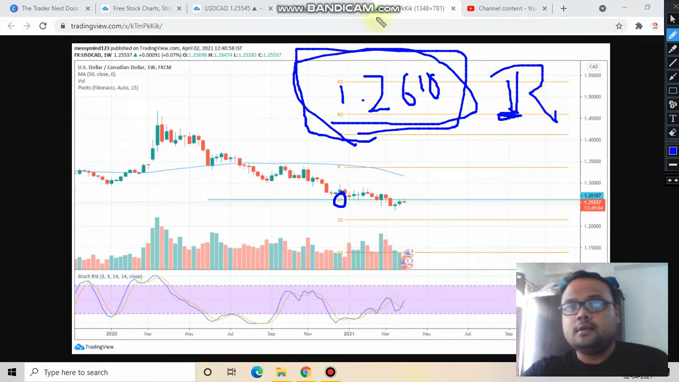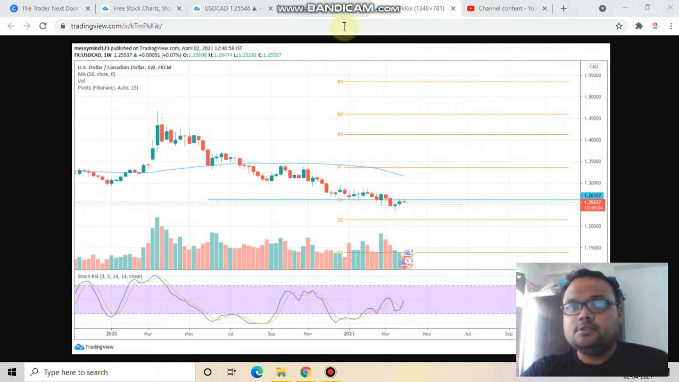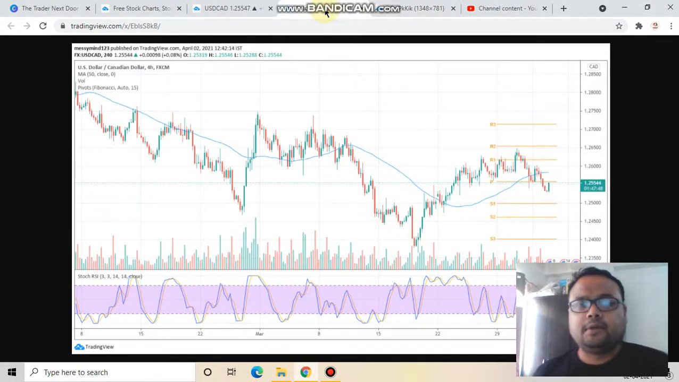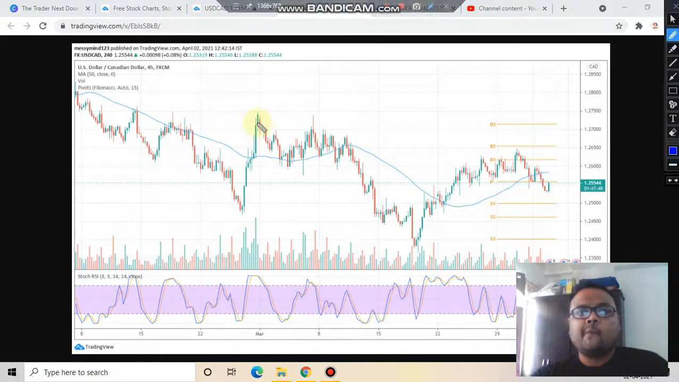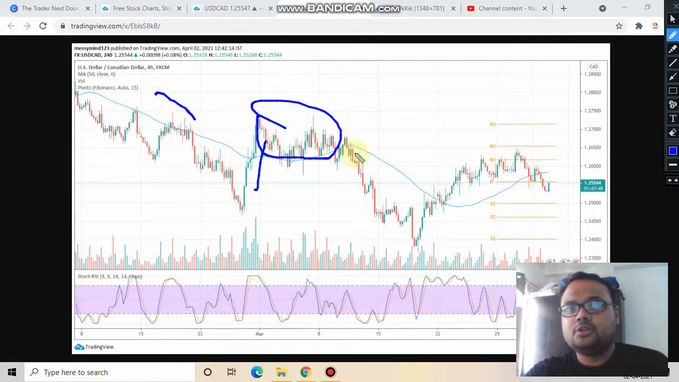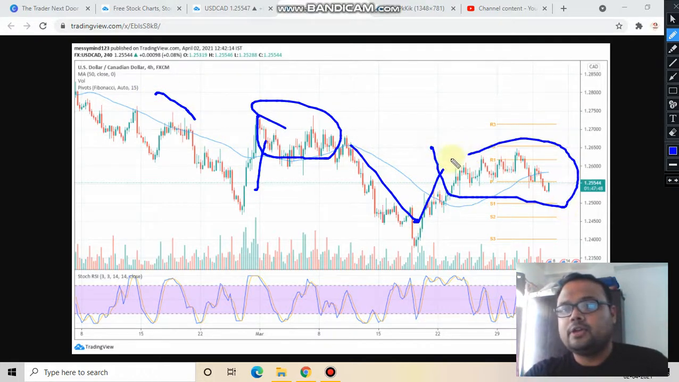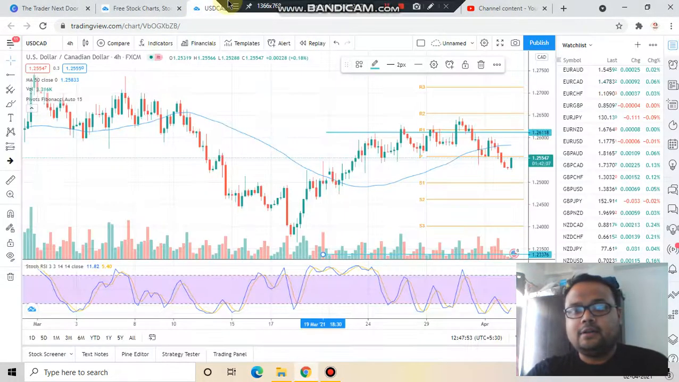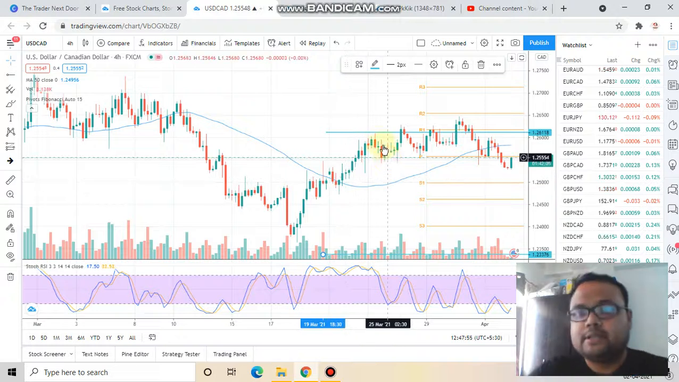So now let's jump to the overall chart of the market. This is the overall chart. As you can see, market is not in a proper trend, uptrend or downtrend. Market was in downtrend, went up, consolidation, went down, went up, consolidation. So market is not trending. There is a mix of ups and downs. So this is the overall picture, and now let's jump to the present chart.